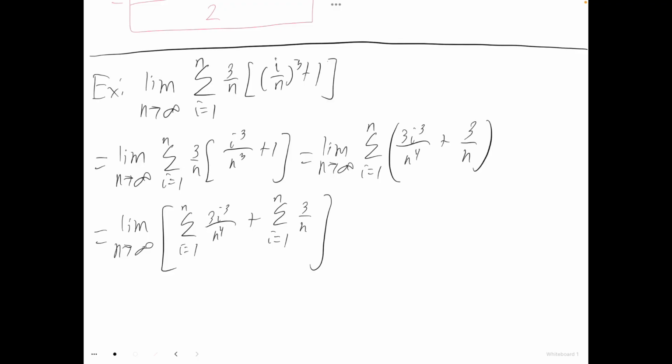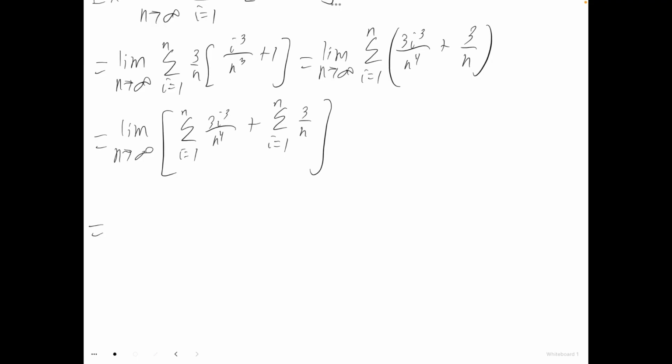Now we want to factor out our constants. This is the limit as n goes to infinity. Now, n is a constant in this case until we do the limit. So n is some fixed value until we actually apply the limit. So it can be factored out. So we get 3 over n to the 4th times the sum from i equals 1 to n of i cubed plus 3 over n times the sum from i equals 1 to n of 1.